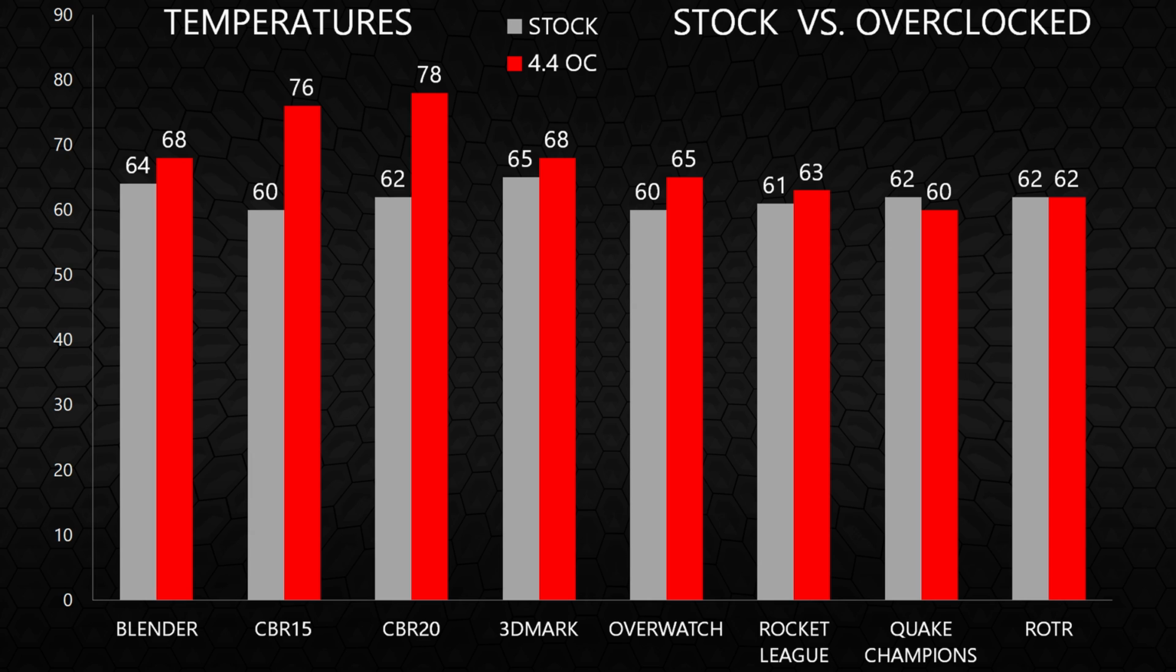And the OC temperatures actually decreased in Quake Champions and stayed the same in Rise of the Tomb Raider. These are the two titles that didn't seem to take advantage of the OC, and I guess that's reflected here, where at stock settings, the CPU actually produced a little bit more heat, or in the case of Rise of the Tomb Raider, the same amount.